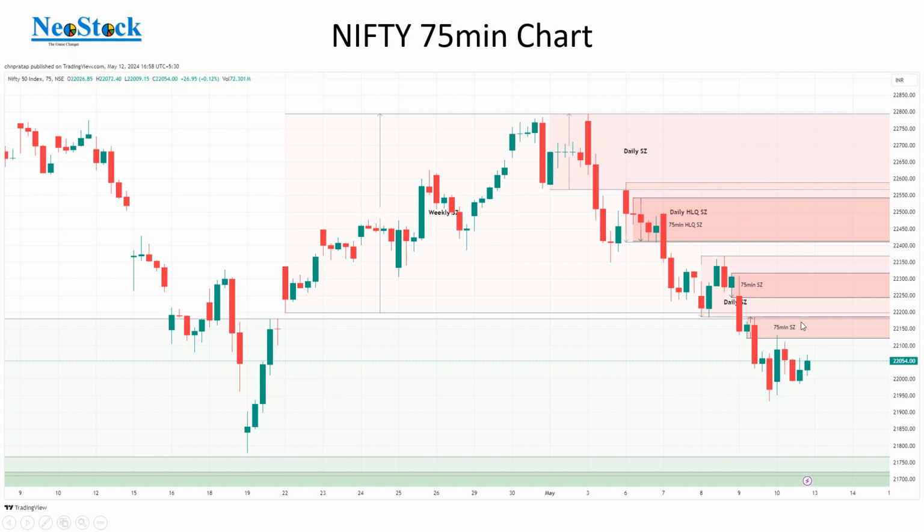Once this 75-minute supply zone is violated, then the trend will be changed to sideways. At that time you can plan either sideways-based trade setups or counter-trend trade setups.